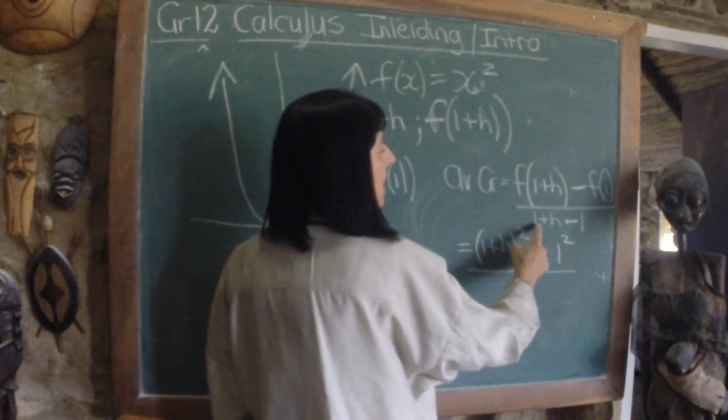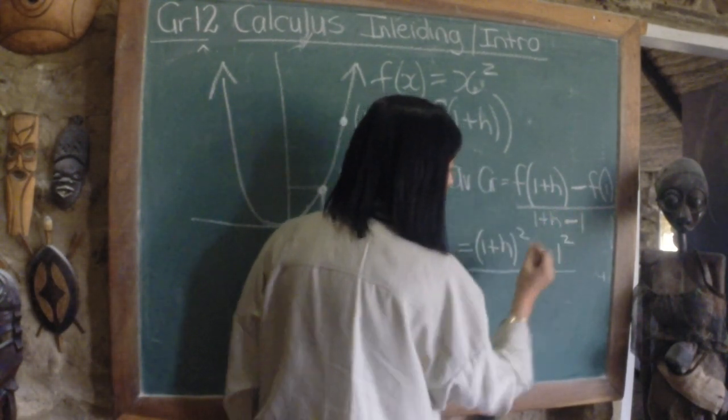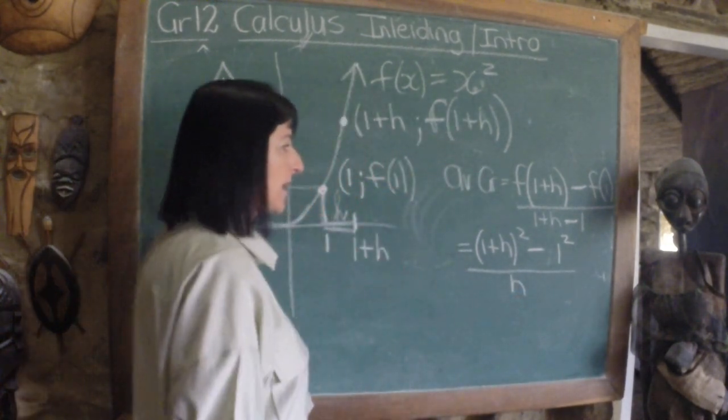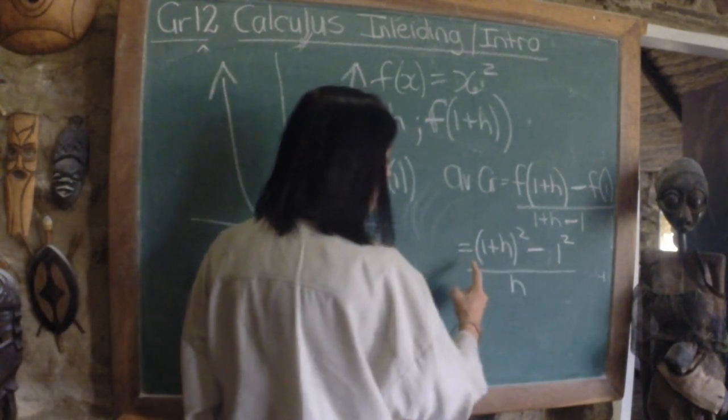Over 1 plus h minus 1 gives me h. That's all that's left. So let's simplify that.